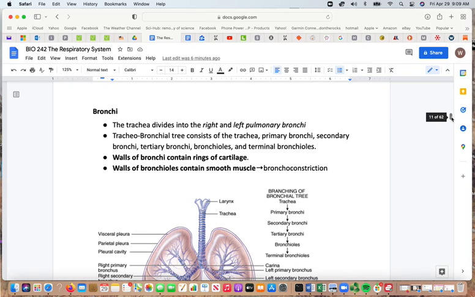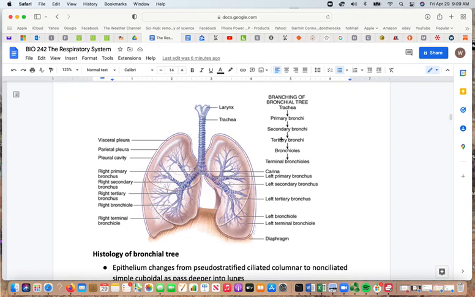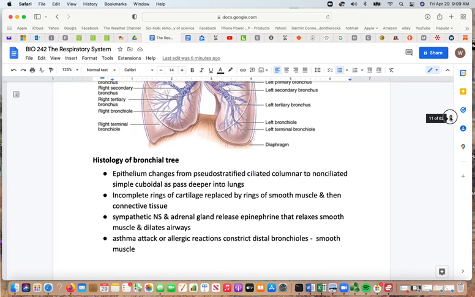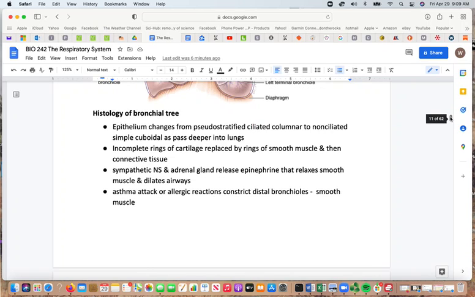You're going to have different tissue makeups as you go throughout the tree. The walls of the bronchi will contain rings of cartilage, where the bronchioles are going to have smooth muscle. This allows for bronchoconstriction. So here you can see it literally forks and forms like a tree. So the epithelium is going to change from pseudostratified ciliated columnar to non-ciliated simple cuboidal as you pass deeper into the lungs. The incomplete rings of cartilage will get replaced by smooth muscle and then connective tissue.